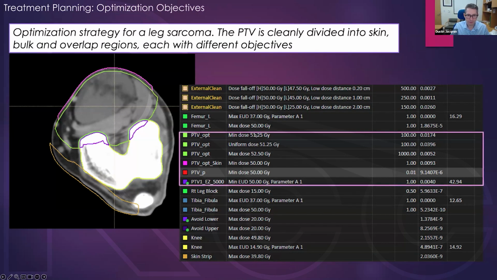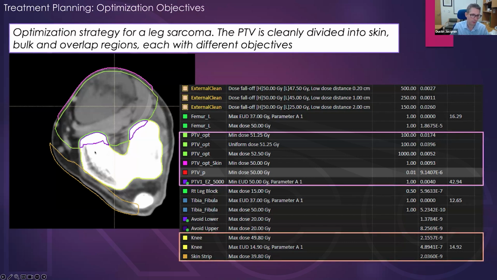So you can see we have different PTV goals for different parts of the PTV, all respecting the fact that we're trying to achieve different things in these different parts. And of course, the knee and skin strip are optimized as well. So this is a good example of, again, dividing the PTV into clean parts and optimizing each part separately.